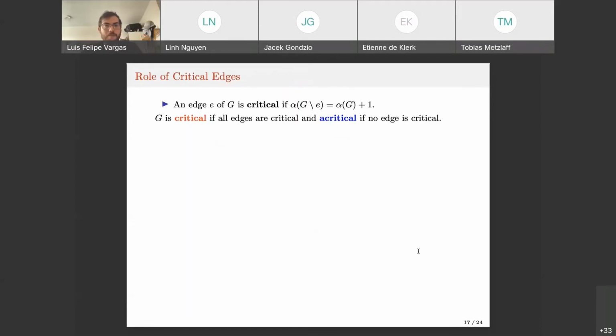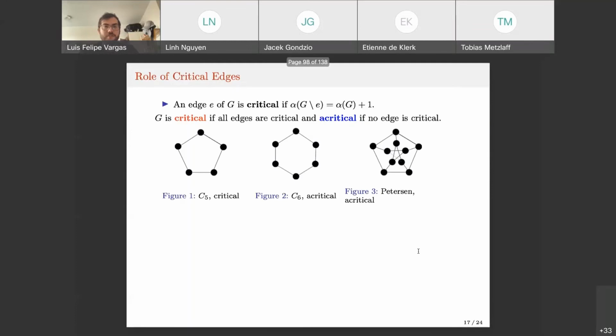So first the definition. An edge of a graph is critical if when deleting the edge, the stability number increases. We say that the graph is critical if all edges are critical, and a-critical if no edge is critical. So for example, the cycle of size 5 is critical, while even cycles are a-critical. For this 5-cycle, the stability number is 2, and if we delete, for example, this edge, then the stability number is 3, and by symmetry, we can observe easily that all edges are critical. And the Petersen graph, for instance, is a-critical.